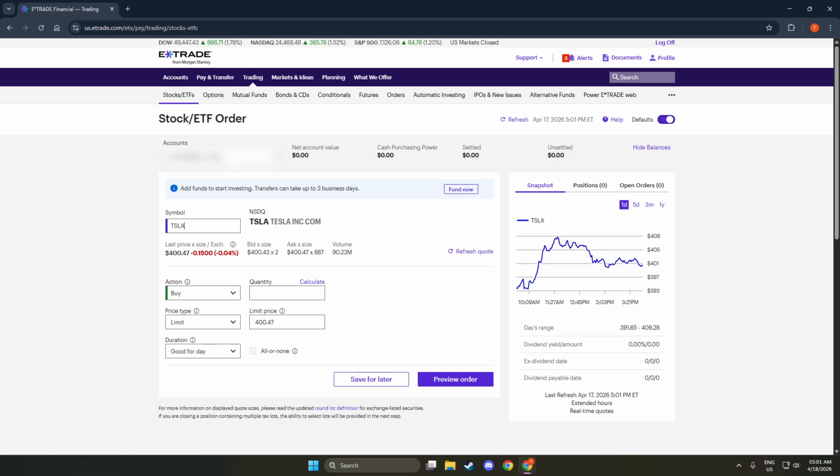From here, choose whether you want to buy or sell. Buy is for opening or adding to a position, while sell is for reducing or closing one. Selecting the correct side is crucial, so take a quick second to confirm you're on the right one.